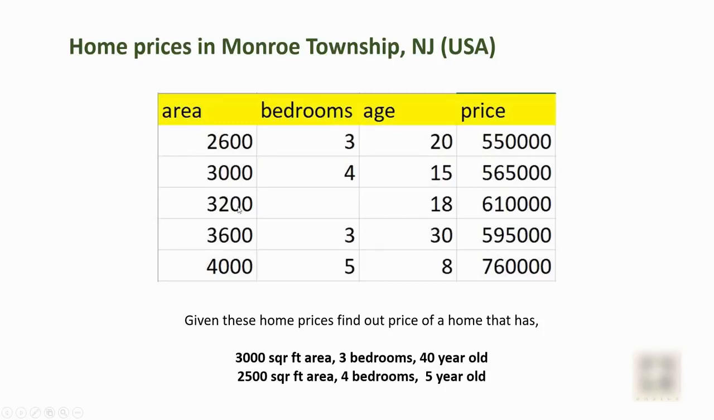Here I have 3,200 square feet home with 18 years of age, and the price is more than 600,000. Whereas I have a little bigger home here, 3,600 square feet, but since the age is more, the price is less than the one whose square foot area is less. Okay. Similarly, as the area and number of bedrooms goes up, the price also tends to go up. So overall, by analysis, we can say that for this data set, we can use linear regression safely.